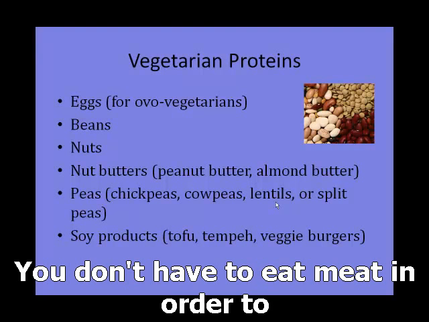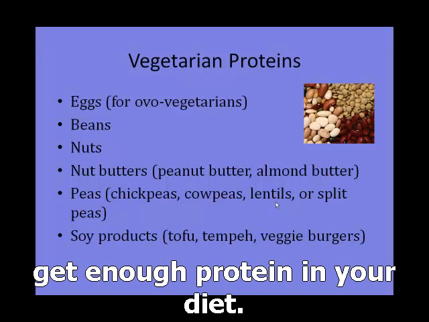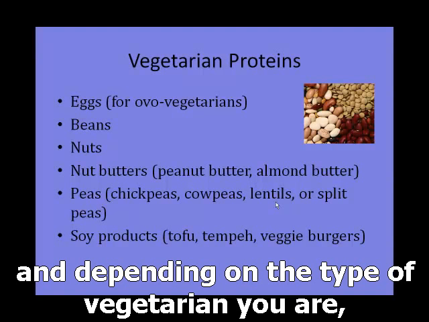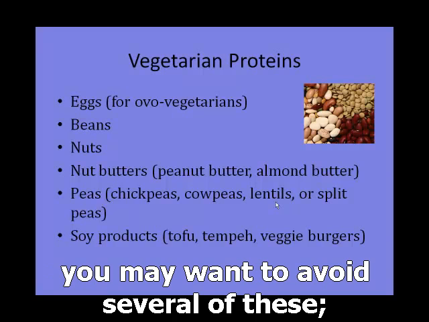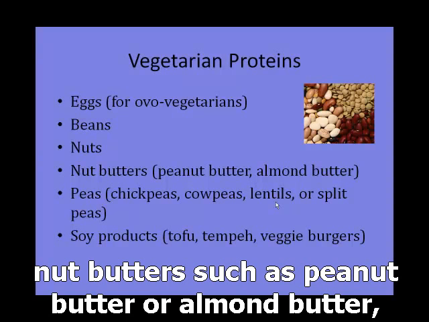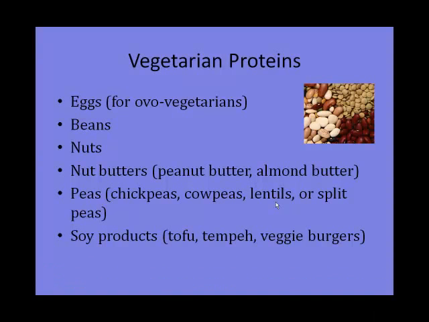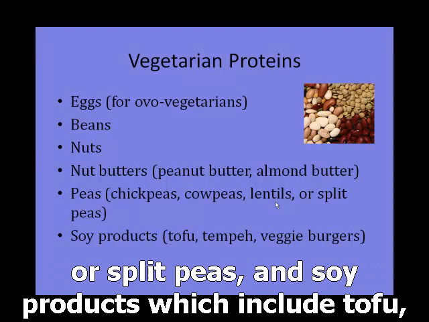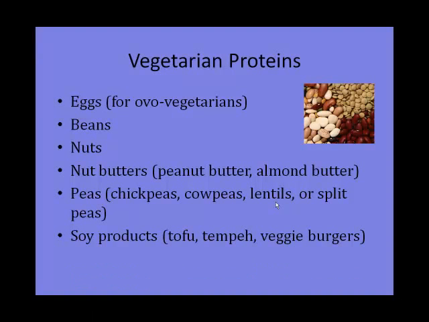You don't have to eat meat in order to get enough protein in your diet. This is a short list of vegetarian sources, and depending on the type of vegetarian you are, you may want to avoid several of these. Eggs for the ovo-vegetarians, beans, nuts, nut butter such as peanut butter or almond butter, peas such as chickpeas, cowpeas, lentils, or split peas, and soy products which include tofu, tempeh, and veggie burgers.